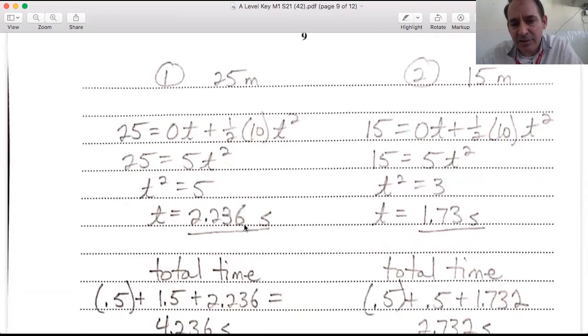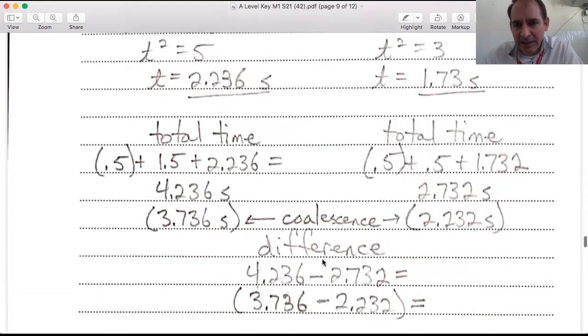Again, take it to 4 significant figures because you need to make sure your final answer is correct to 3 significant figures. Then over here, time is 1.73 seconds. Now we can find the total time if you include the original 0.5 seconds that it takes for them to collide. That's kind of up to you whether or not you want to include that.